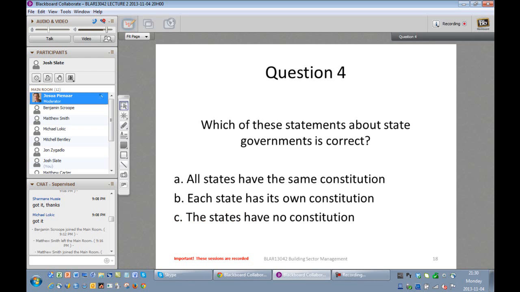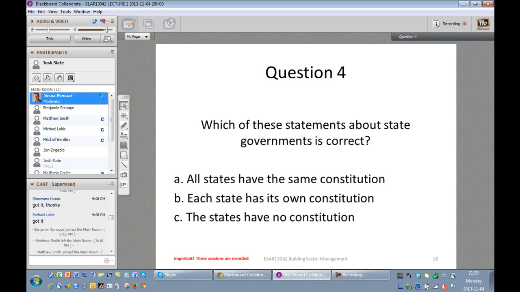So which of the statements about the state governments is correct? And you can use the polling button to make your choice, or you can just type it into the chat window. All right, so we've got a few C's, we've got an A and a B. Yep, John's on a B there. All right, A, all the states have the same constitution.